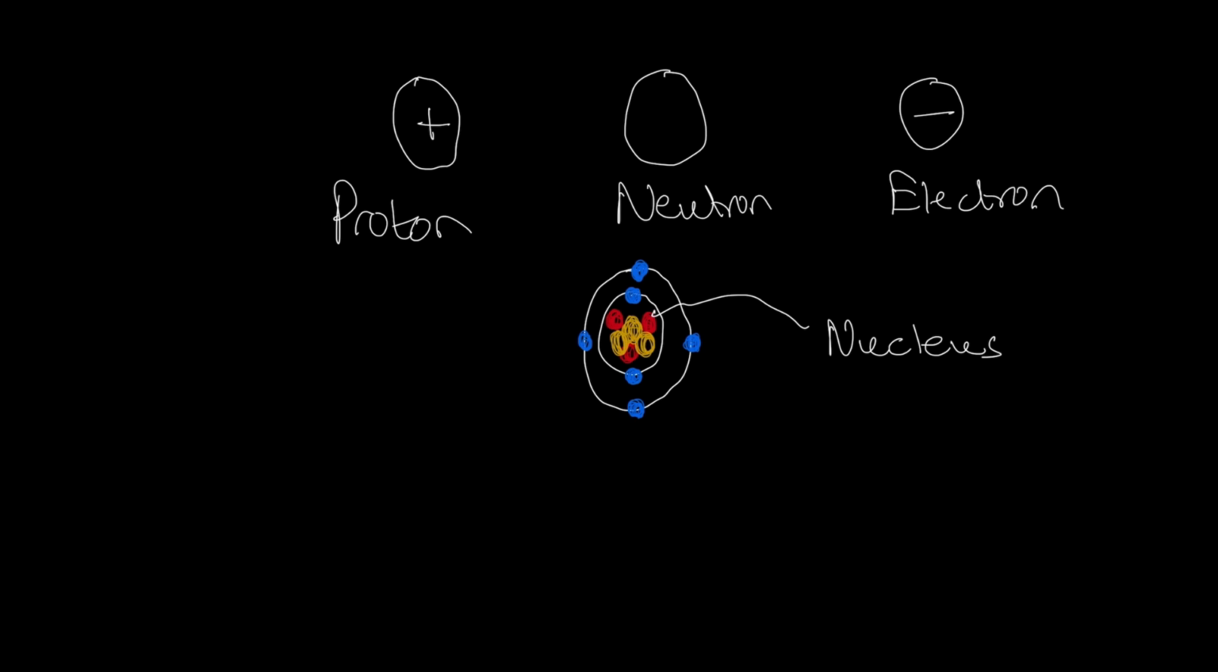Atoms make up everything around us, and they consist of three subatomic particles: the proton, the neutron, and the electron. The proton has a positive charge, the neutron has no charge, and the electron has a negative charge. Shown below is a small drawing that I've made, which details the proton and the neutron as well as the electron.